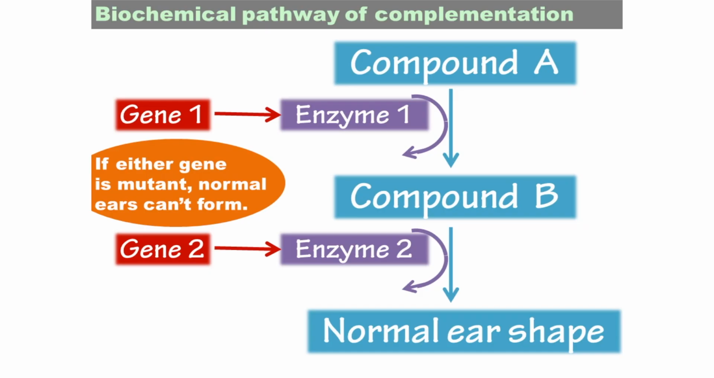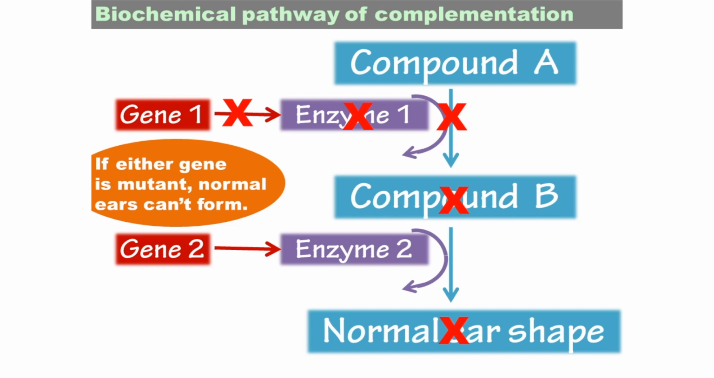If gene 1 or gene 2 were mutated, what happens? Let's say that gene 1 was mutated, meaning that the individual inherited the homozygous recessive condition. So neither copy of the gene produces enzyme 1 in a way that works. It can't catalyze the conversion of compound A to compound B. So what happens? We're not converting any of it, and so compound A just builds up. There is no compound B, so it can't get turned into normal ear shape. We never get there. So gene 1 can't make enzyme 1, enzyme 1 doesn't exist, compound A can't get converted into compound B, and if you don't have that, you don't have normal ear shape.